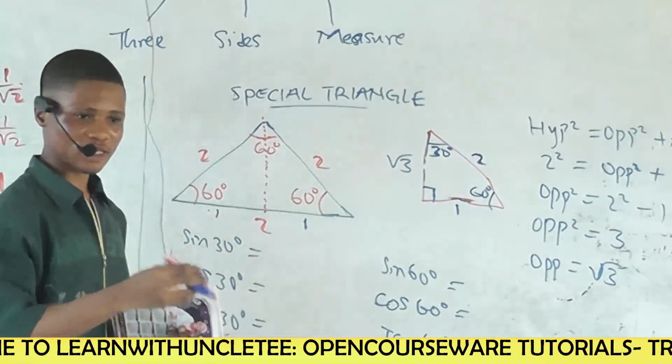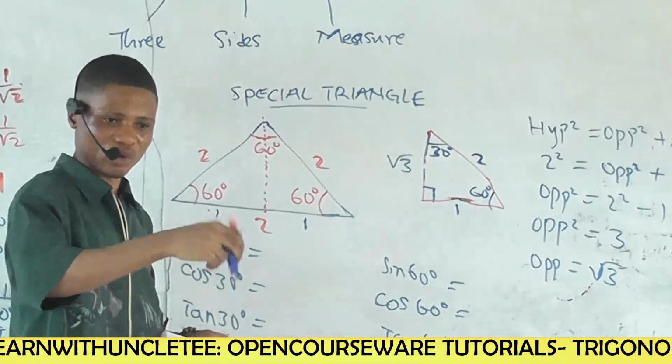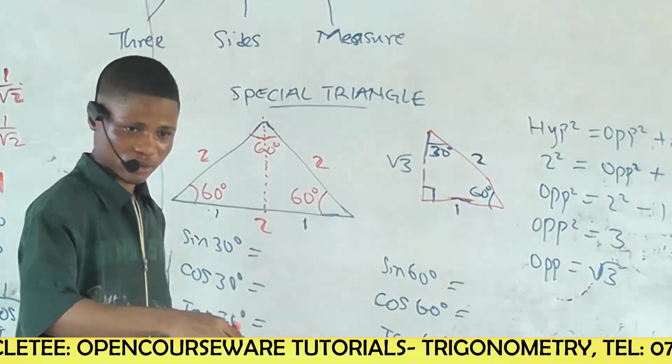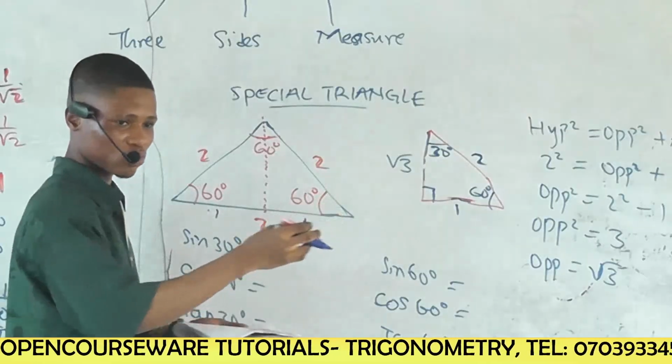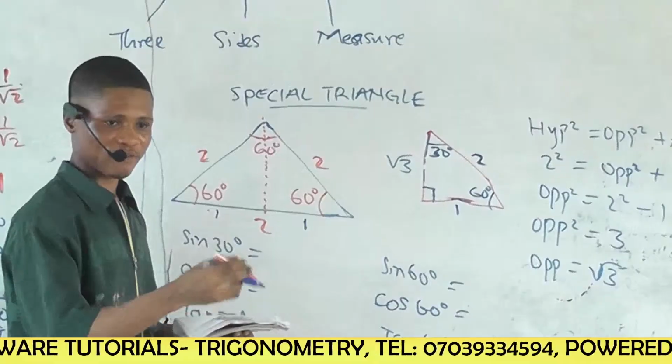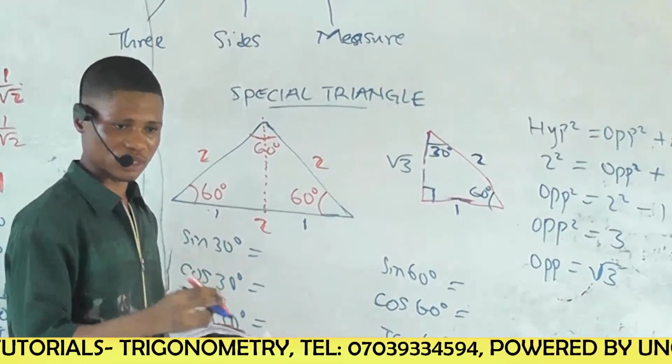The side facing the required angle is the angle you are looking for. The side that faces it will be what? The opposite. That's the meaning. The side facing the required angle is the opposite.